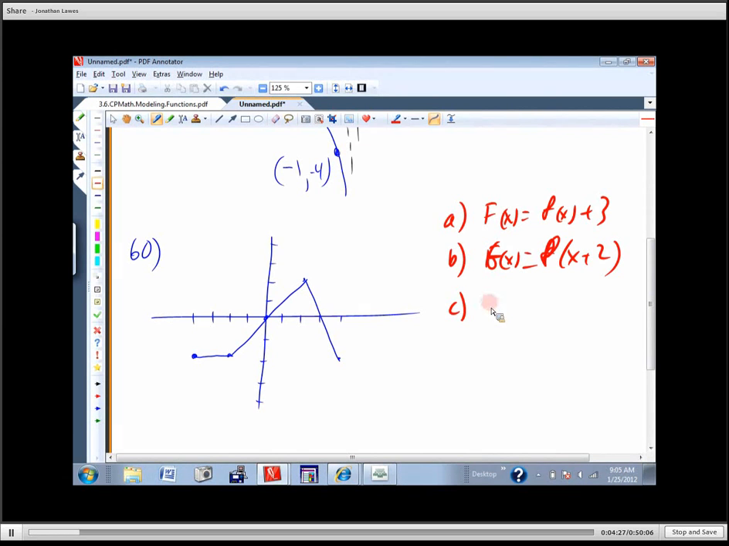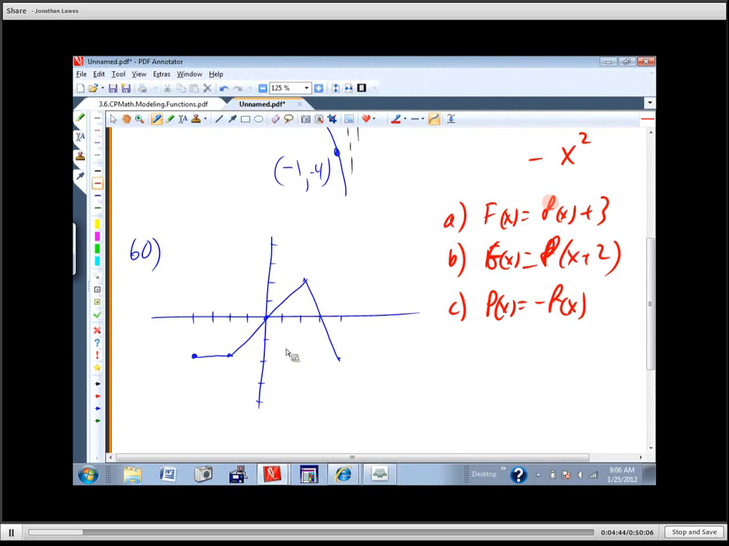C says p of x equals negative f of x. What happens if you know what a function looks like and then you multiply it by a negative? For example, what happens if you know what x squared looks like and you put a negative in front of it? Flips it upside down. It is a vertical flip.